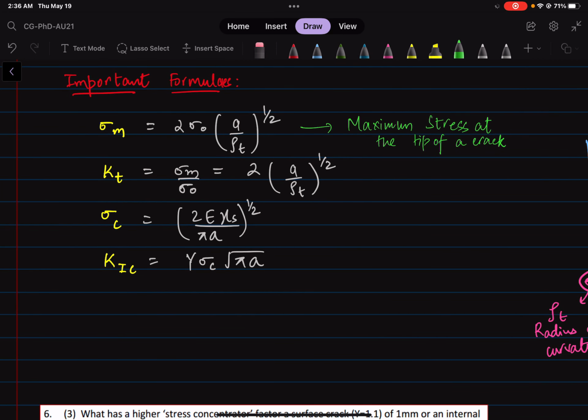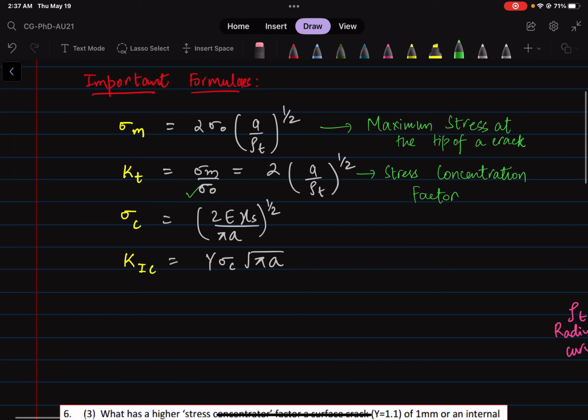Now the kt here is referred to as the stress concentration factor, meaning that out of the stress that you applied, how much is concentrated at the maximum point. Therefore, it's the ratio of the maximum stress versus the stress you applied, so sigma naught. So it comes down to be 2 times the square root of a over rho subscript t, where a again is the half length and rho is the radius of curvature.